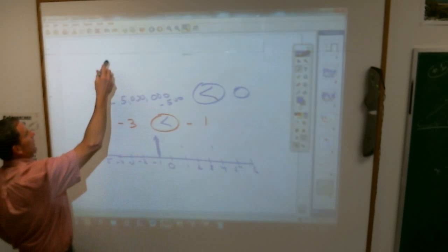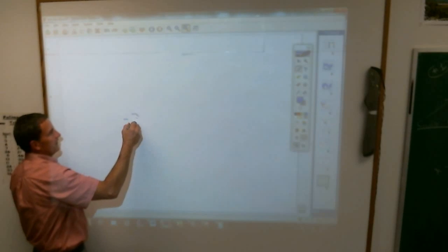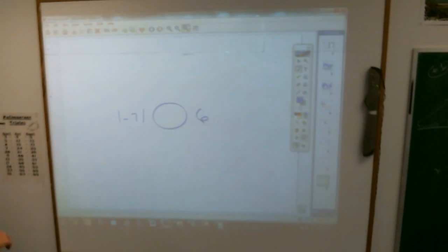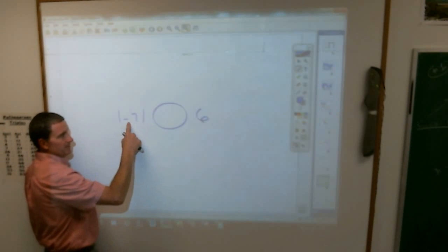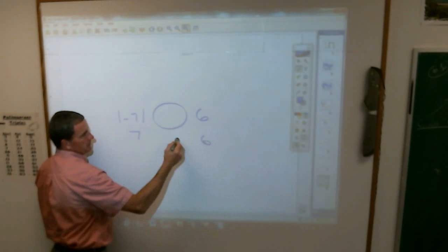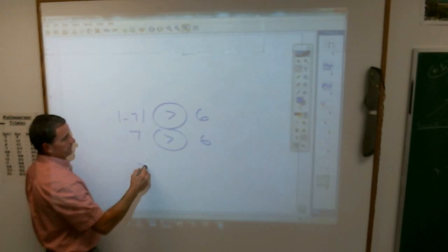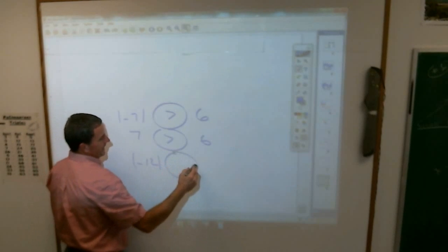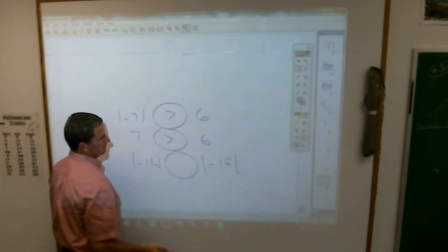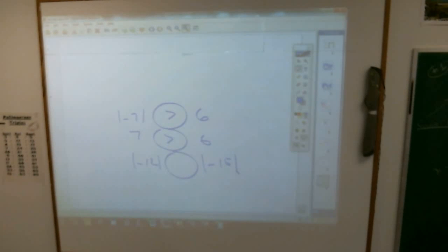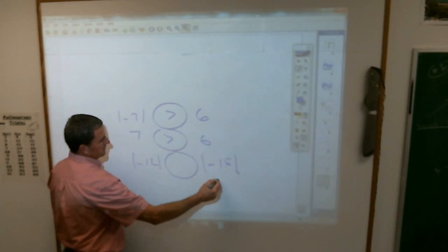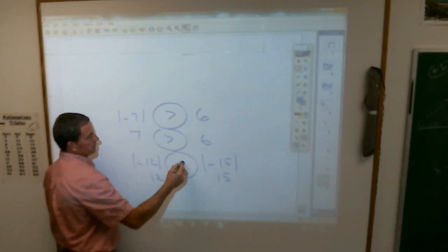Same thing with absolute value. If I have the absolute value of 7 and I compare that to 6, which one's bigger? Keith? Yeah, because the absolute value of 7 is 7. So that would be bigger. If I had the absolute value of 12 compared to the absolute value of 15, which one would be bigger? Laney? 15. Yeah, because this stands for a normal 15. This stands for a normal 12.